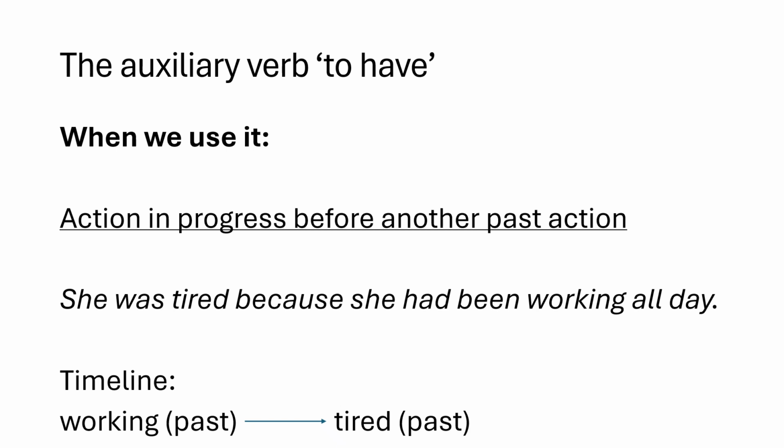We use the past perfect continuous tense to show that an action started in the past, continued for some time, and stopped before another past event. Here is an example. She was tired because she had been working all day. This timeline shows that in the past, she worked for some time. Then in the past, she was tired. The action of working was still in progress before something else happened.